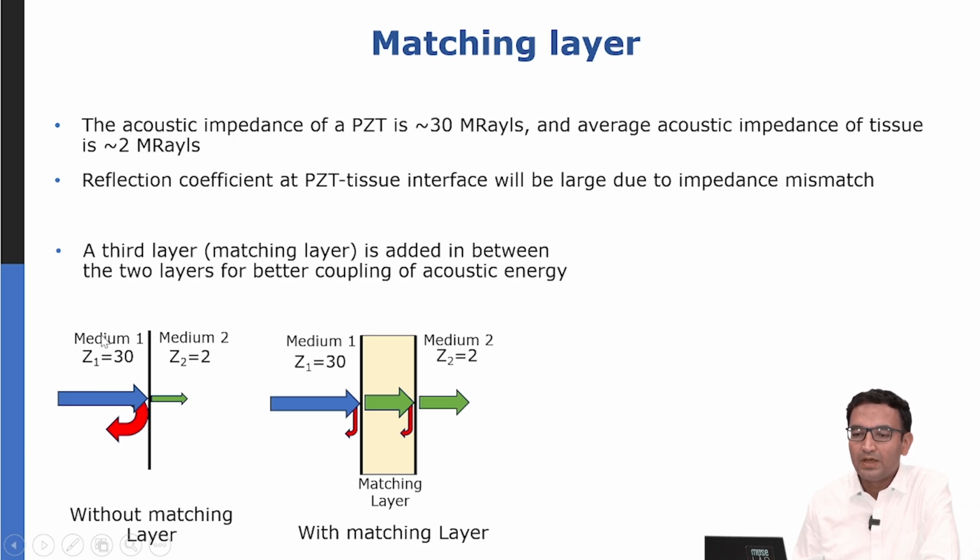If you just have these two media, and the signal is originating in the transducer and propagating into the tissue, the large majority of the signal will be reflected back. Thus, this is not a very efficient design. But if we add a matching layer, the majority of the energy is coupled through the matching layer into the medium. You may have heard about this impedance matching also in the context of electrical engineering and circuits.